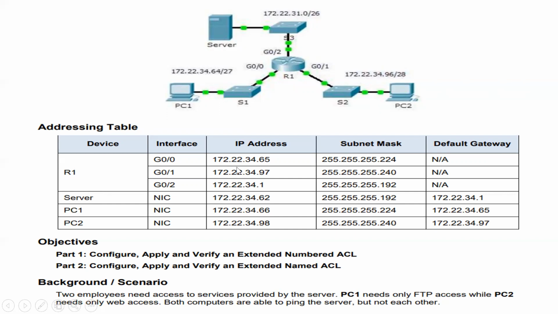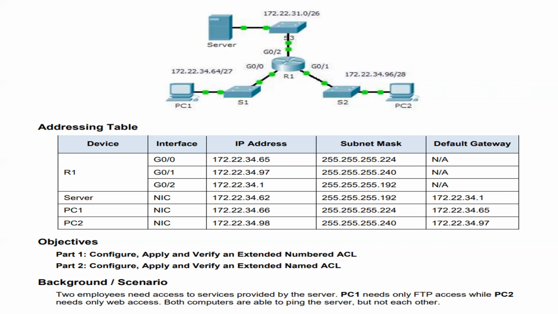So this router has a different IP address on different interfaces. Then this is a server, and the IP address of the server is 172.22.34.62. PC1 and PC2 have their corresponding IP addresses. The objective of this video is to configure, apply, and verify an extended numbered ACL, and configure, apply, and verify an extended named ACL. ACLs are of different types: standard ACLs, extended ACLs, then dynamic, reflexive, and time-based ACLs.